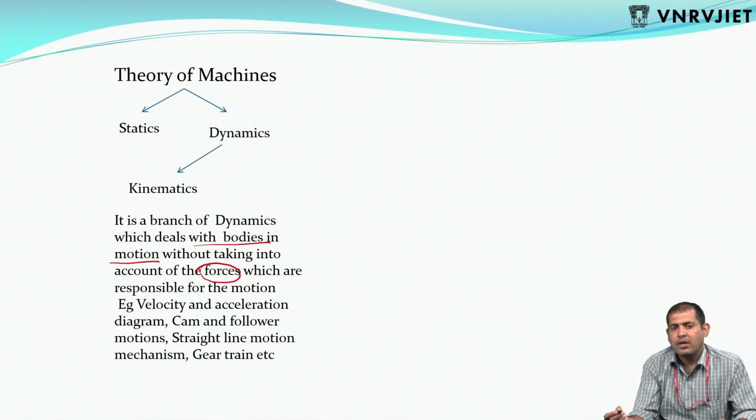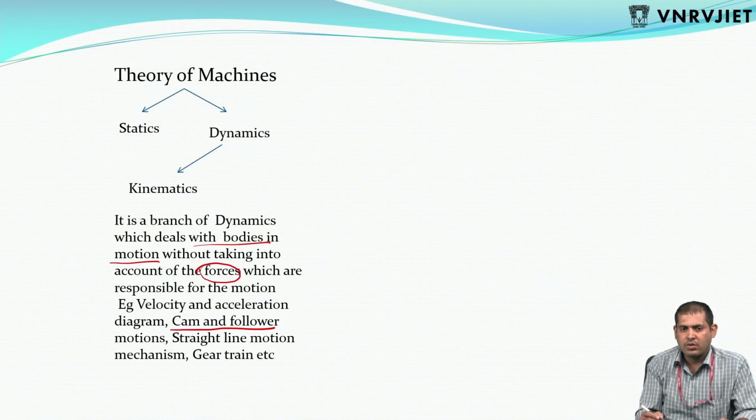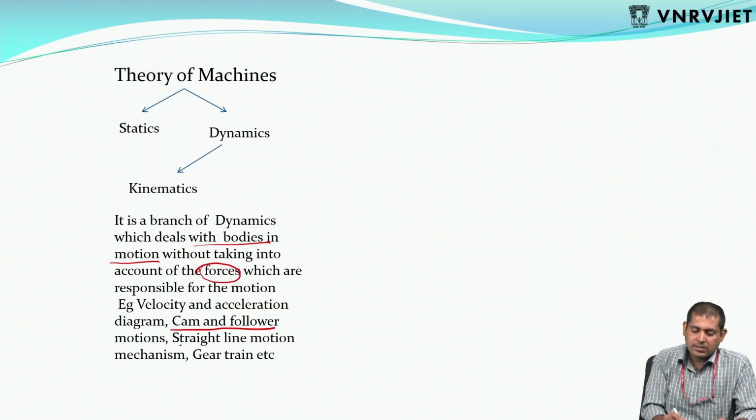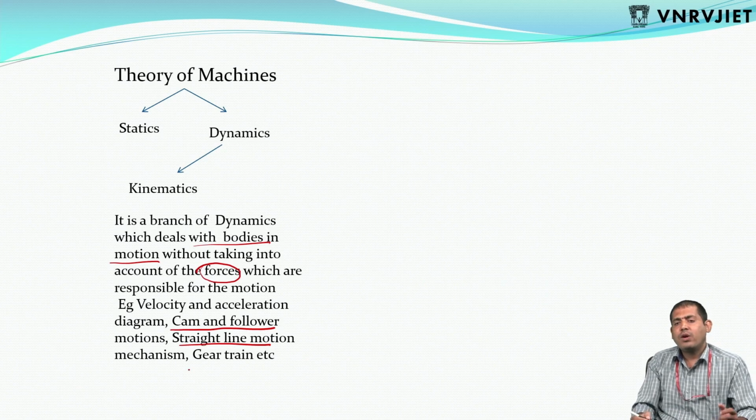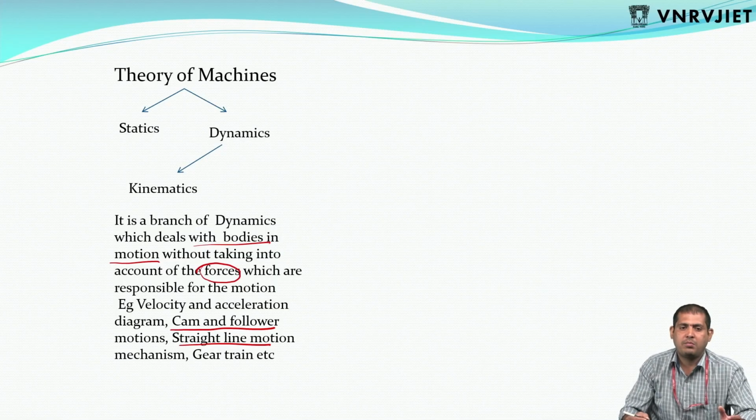And let us consider cam and follower. What is the motion of this cam and follower? There are various motions: simple harmonic motion, uniform velocity and acceleration motion, cyclic motions. Here we are not considering any forces. Next, straight line motions. How are we going to produce straight lines? Exact straight line motion mechanisms and approximate straight line motion mechanisms. So this deals with kinematics.